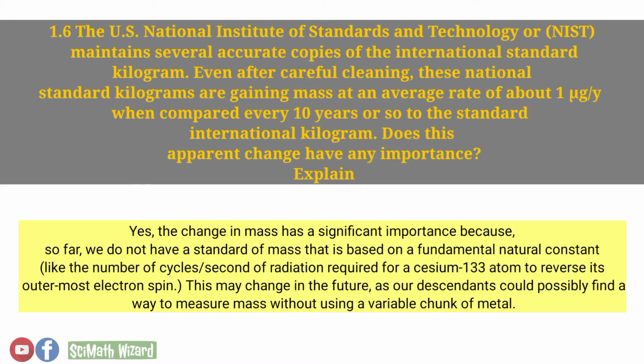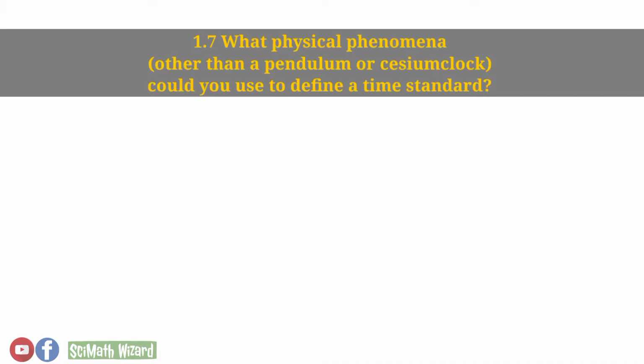Explain. Yes, the change in mass has a significant importance because, so far, we do not have a standard of mass that is based on a fundamental natural constant, like the number of cycles per second of radiation required for a cesium-133 atom to reverse its outermost electron spin. This may change in the future, as our descendants could possibly find a way to measure mass without using a variable chunk of metal.